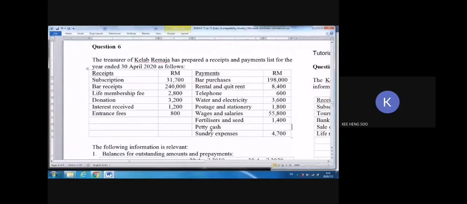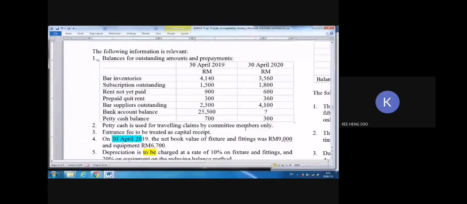Say for example, I put 100. That means during the year, I put money into the petty cash. This is my bank account. I make payment to petty cash. This is called contra. So my petty cash 700 now becomes 800.